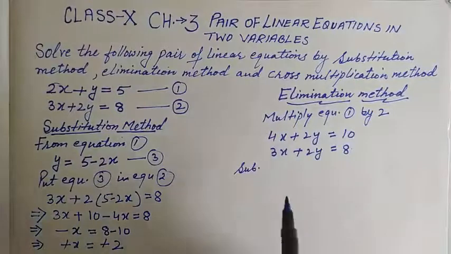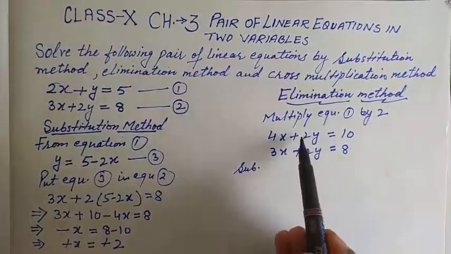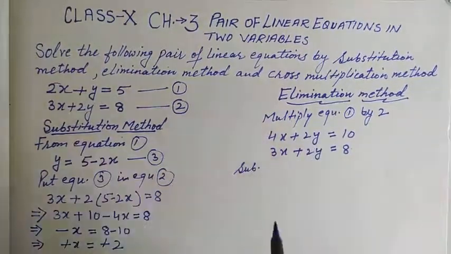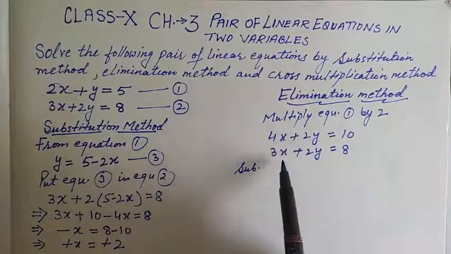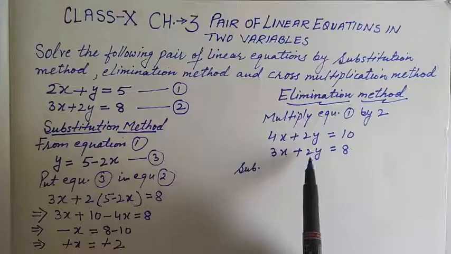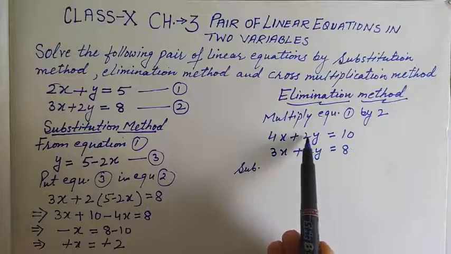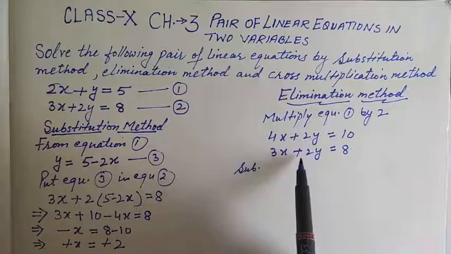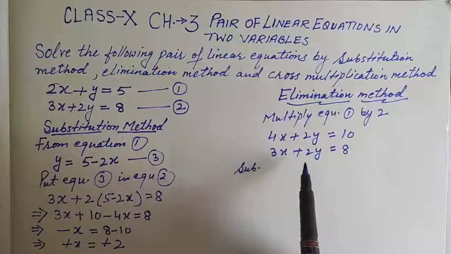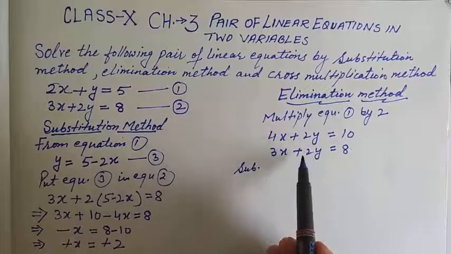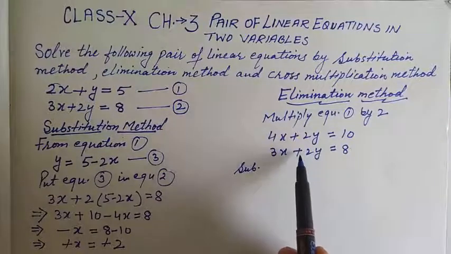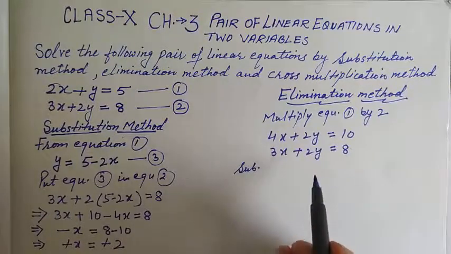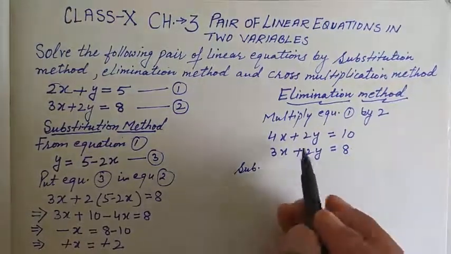Simply we have to remember that if in both the equations the signs of the coefficients are the same, then we are to subtract the equations. And if the signs of the coefficients which we have made equal are different, then we are to add the equations. Now here the signs are the same, the plus sign is there, so we will subtract these equations.